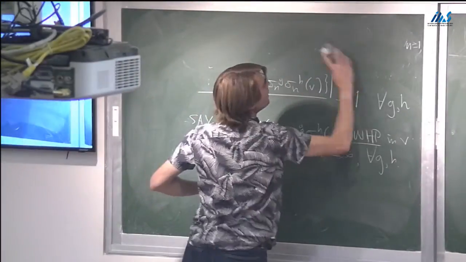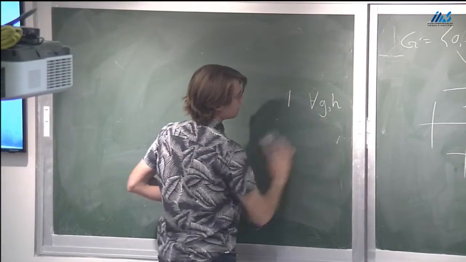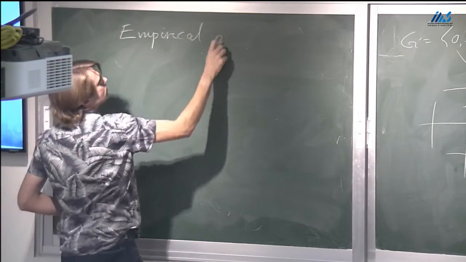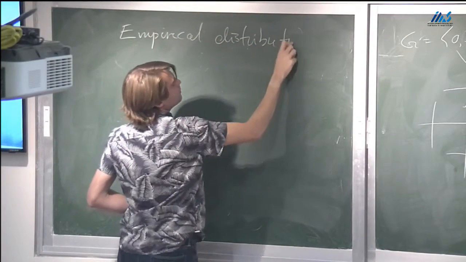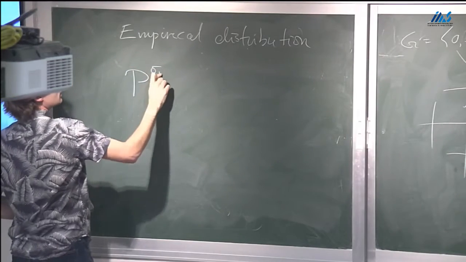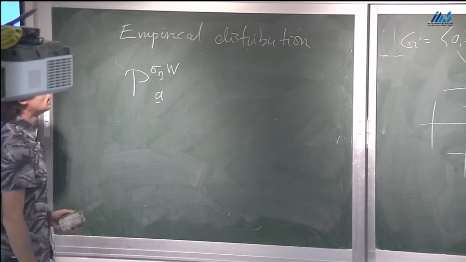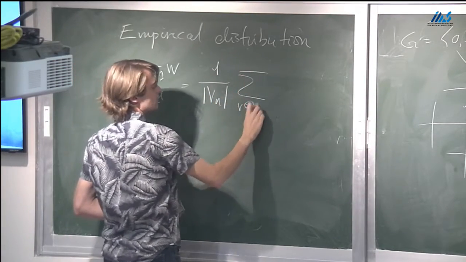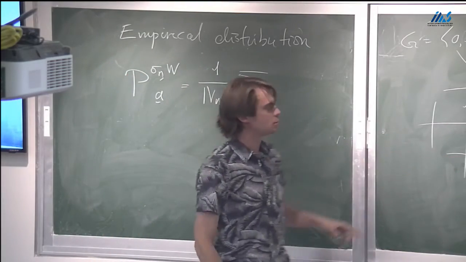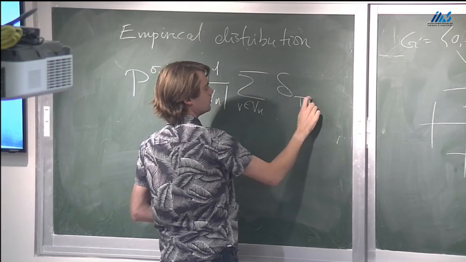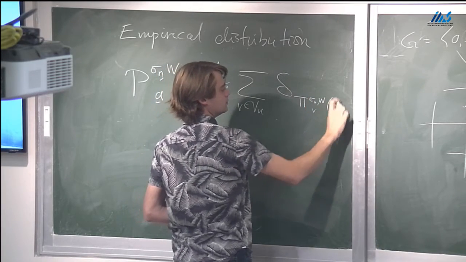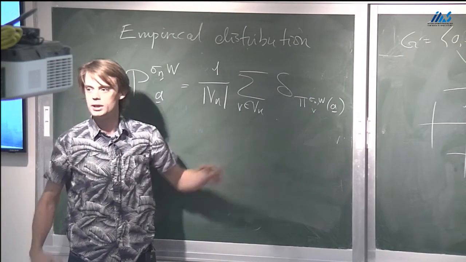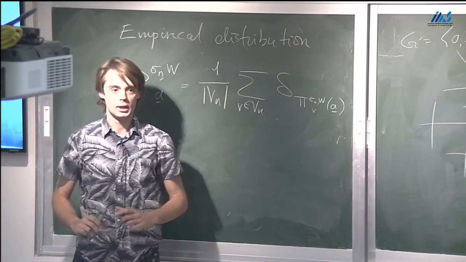So a nice way to say this is to define the empirical distribution of A, which I'm going to write P sigma n W of A, as the following. You simply take an average over all elements of Vn of the delta mass at that pulled back coloring of W. So this is simply the measure that tells you with what frequency different colorings of W appeared as you move copies of that window around in Vn.